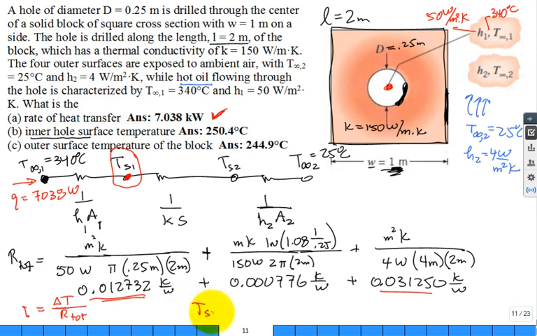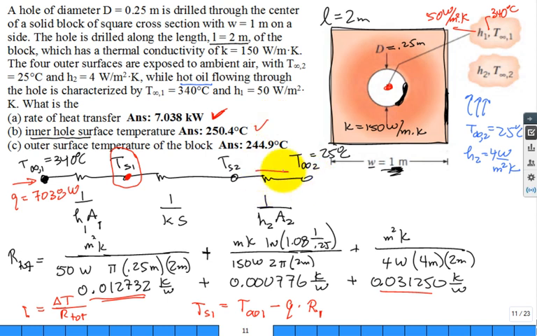Temperature surface 1 is the temperature at infinity minus Q times R. I'm going to call this R1. Did I do that right? And so there you go. Hopefully you were able to calculate 250.4. Anybody not able to do that? Okay, let's march on.